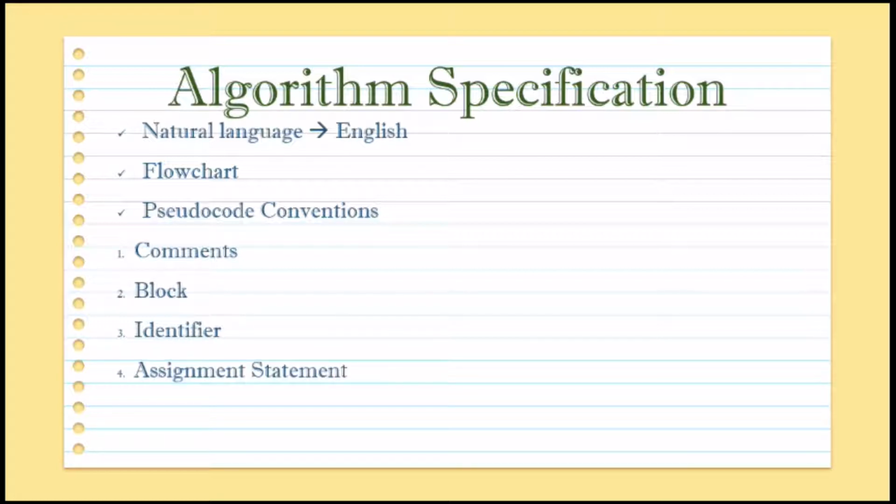Next one is assignment statement. Assigning values to variable is done using the assignment statement, and the symbol which is used for assignment is colon equal to, and the statement should end with semicolon. So in this way we can assign value to the variable. So here num will be assigned with value 7.